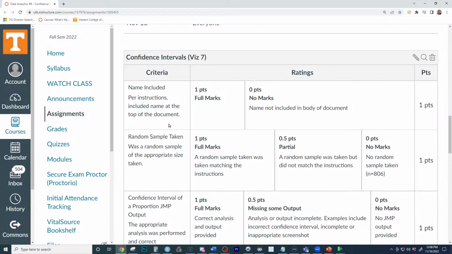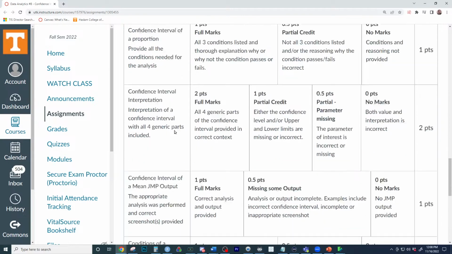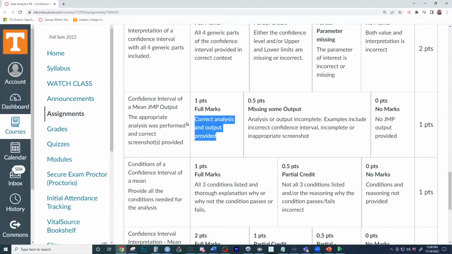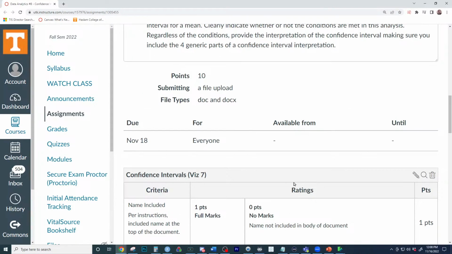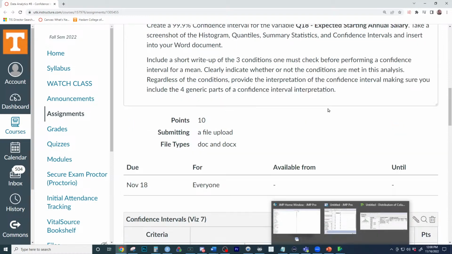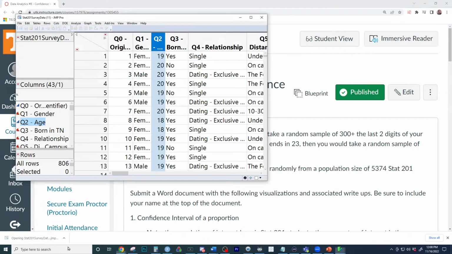You should see the grading down here. If I'm doing this, I would check that I included my name, random sample, and go through and look at each one and make sure you meet the requirements for each of these to make sure you get the full points. Always look at the rubric. So let's go look at some JMP output, and we'll grab this data right here and look at how it should look.